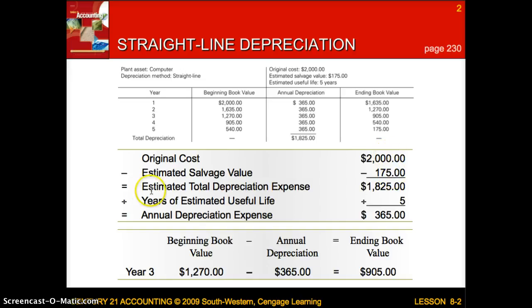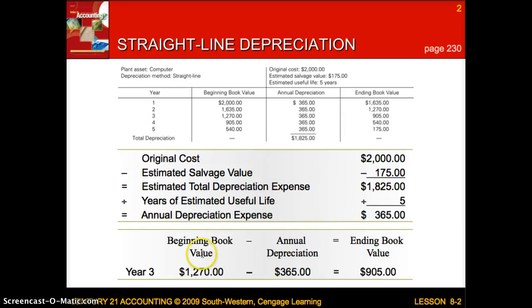So our total estimated depreciation expense is $1,825. We need to divide that by our years of estimated useful life, which would be 5 years, and we will get an annual depreciation expense of $365. And again, that will be the same for each year. It doesn't change depending on the year.